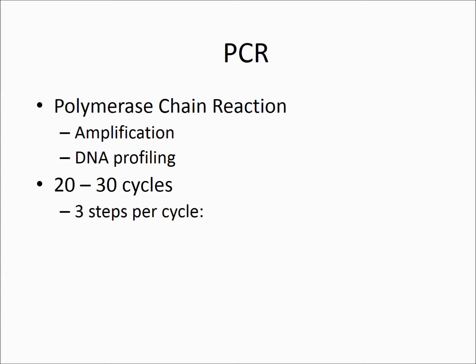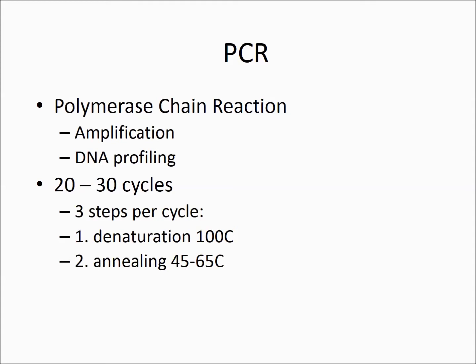PCR is a repeated cycle of 3 steps, and you repeat those cycles 20 to 30 times. The steps are: the first one, denaturation, that is done at 100 degrees. This is the temperature that melts DNA or separates the two strands in DNA. The second step is called annealing, that's done at a lower temperature between 45 and 65 degrees and involves primers that will delimit the area of DNA that will be amplified. And the third step, extension, is a synthesis reaction that is done at 72 degrees.